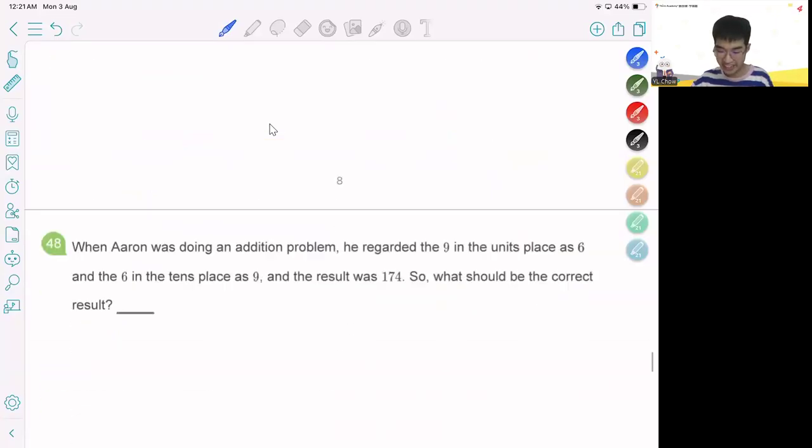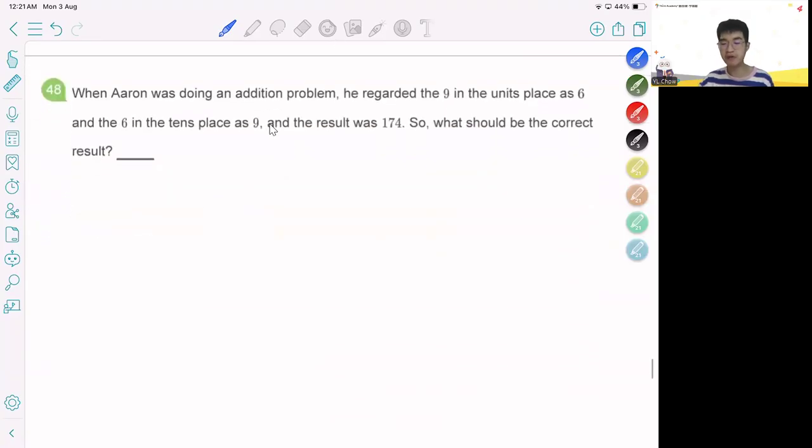All right, now let's take a look at question 48, which is our last question of the day. When Aaron was doing an addition problem, he regarded the 9 in the units place as 6 and the 6 in the tens place as 9. And the result was 174. So what could be the correct result?